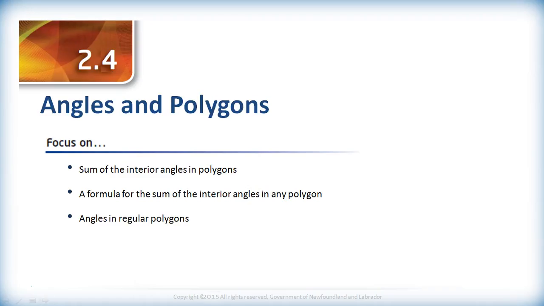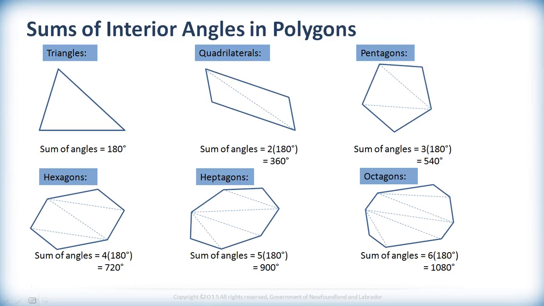Angles and polygons. The sum of the interior angles in polygons is important, and a formula for the sum of the interior angles. And then we're going to look at angles in regular polygons and find out why the other ones are kind of irregular, but we'll see what's going on.